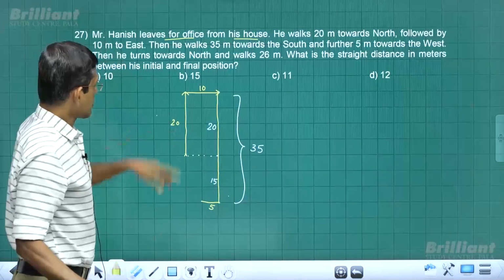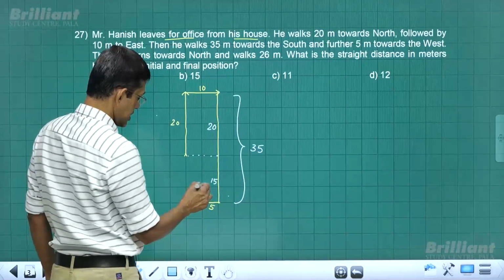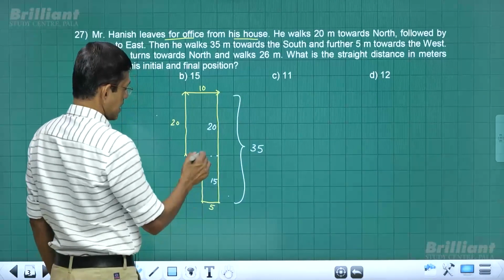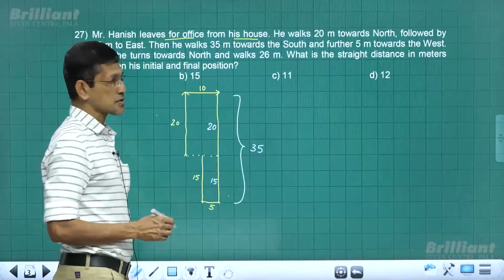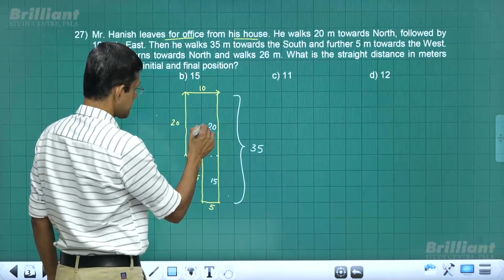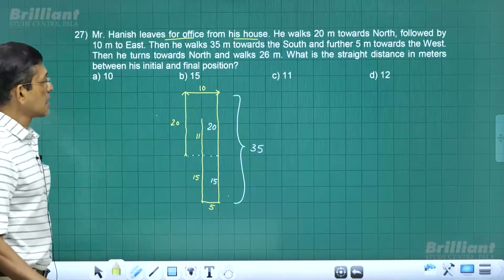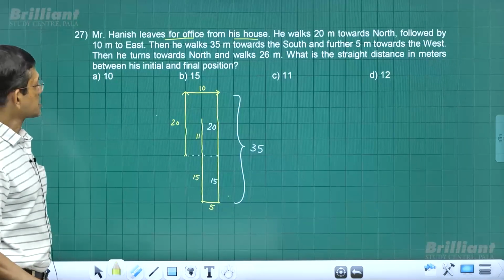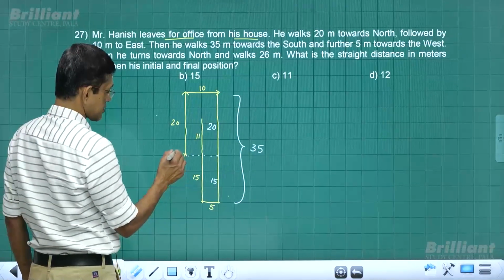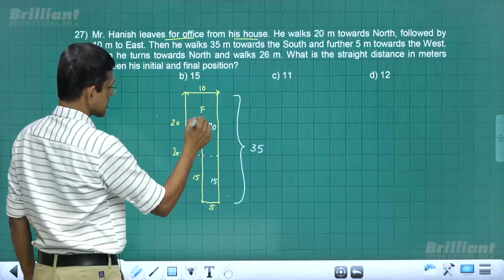Then he turns towards the north and walks 26 meters. From here, he turns towards north, 26 meters. So up to here, it's 15, right? And from this point, 15 plus how much is 26? 15 plus 11. From this point, 11 meters more. So this is 11. So what is the straight distance in meters between his initial and final position? This is the initial position, starting point, and this is the final position. So what is that distance?